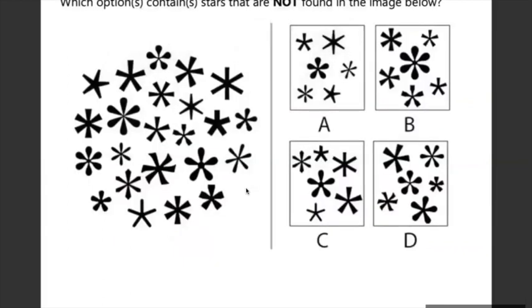Which option contains the stars that are not found in the image below? Which options contain the stars that are not found in the image provided here? So here we are going to find the stars which are not found. Okay, let's start counting. First thing.